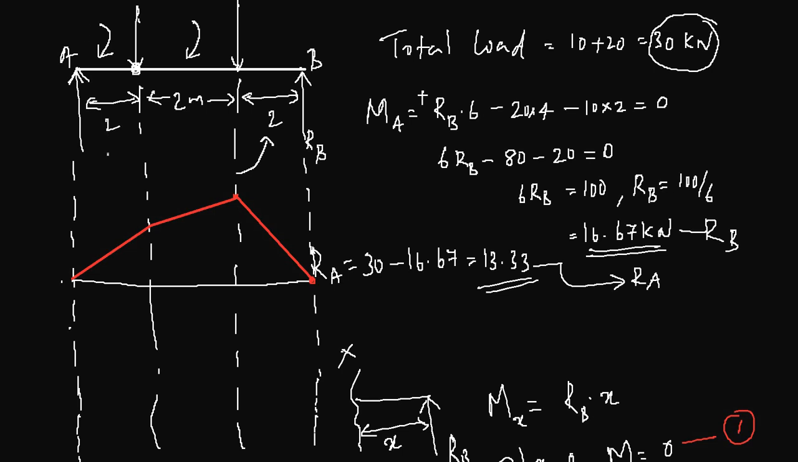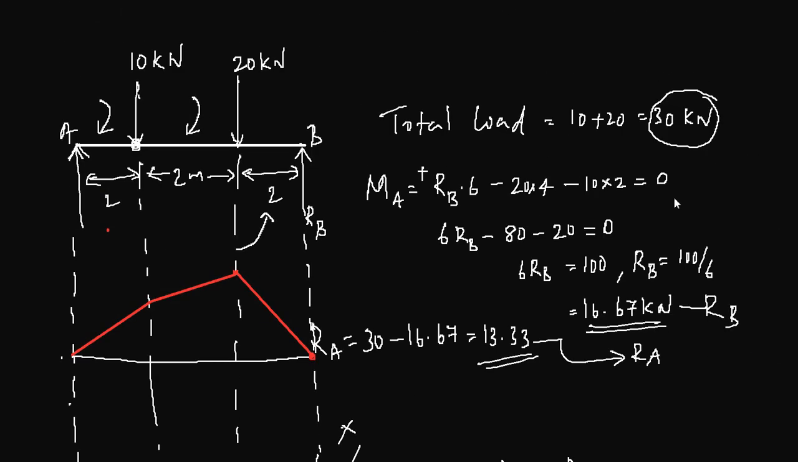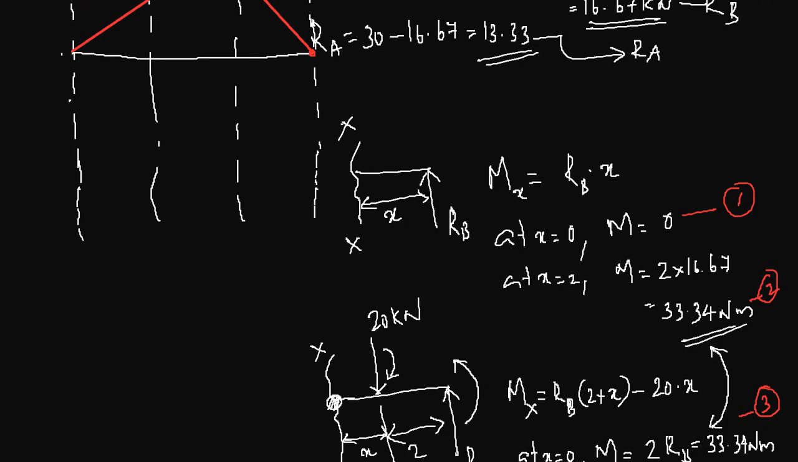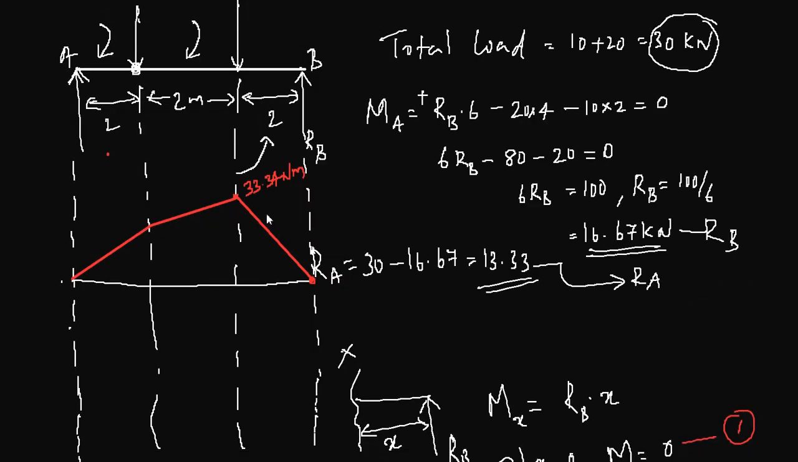So this is 33 point, what is the maximum moment? That is 33.34, so that's 33.34 kilonewton meter, and the next is 26.68 kilonewton meter, 26.68 kilonewton meter, and you have 0 at either end. So that is the bending moment diagram for the given force system.